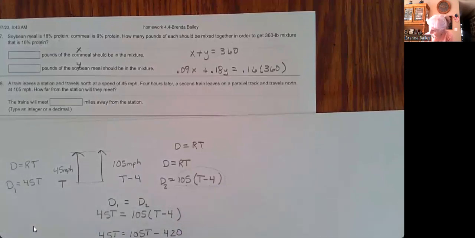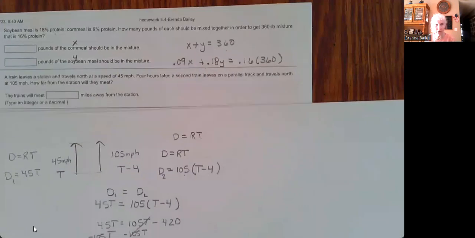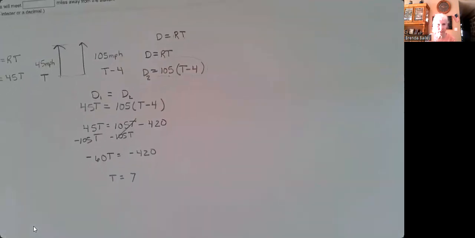So then you'll subtract 105t. That gives negative 60t. So it looks like t is equal to a positive 7. Let me make sure you can see that. What I did is I used the distributive property. Then I solved it for t. I subtracted 105t from both sides, got negative 60t, and minus 420. Divide by negative 60, so the time is 7.